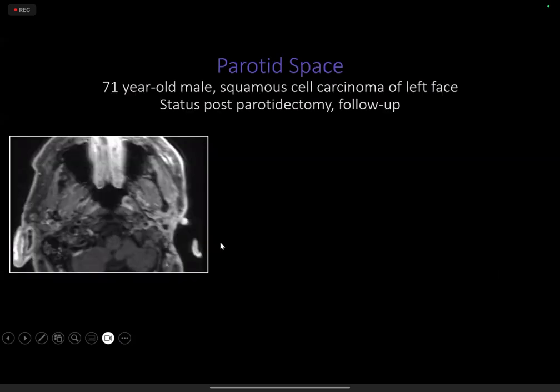Here's another patient that had a history of squamous cell carcinoma of the left face. The patient underwent parotidectomy, and this is just a follow-up exam. You can see that there are post-treatment changes to that left face, that parotid gland has been taken out. There's matting of the regional soft tissues. But as we do with that mucoepidermoid carcinoma, we're going to do the same thing in patients with a history of squamous cell carcinoma. We have to trace that facial nerve all the way back intracranially.